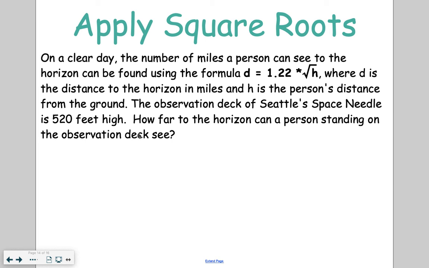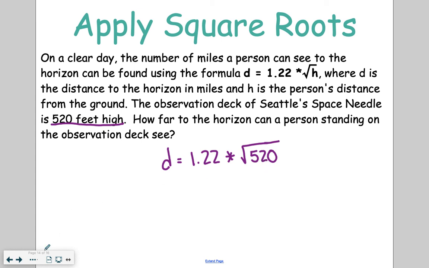So what we need to do is we need to take our given information, our important piece of 520 feet, and plug that into our formula. So we're going to say distance is equal to 1.22 times the square root of 520. Now the question is, where do square roots fall in PEMDAS? PEMDAS-wise, square root gets treated like an exponent. So if there was any parentheses in this problem, I'd do those first. I don't have any parentheses. Then you move to exponents. Square roots is part of a subcategory of exponents.